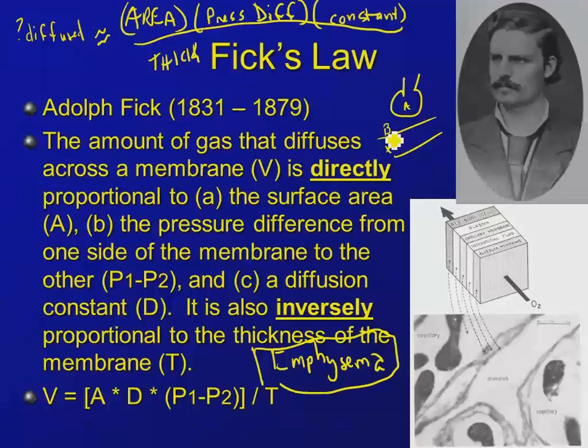The inverse thing is thickness. This is the distance that it has to go across, the distance between a functional alveolus and a functional capillary, the interstitial space. As that gets wider and wider, as that thickness gets larger, diffusion goes down. It's an inverse relationship.